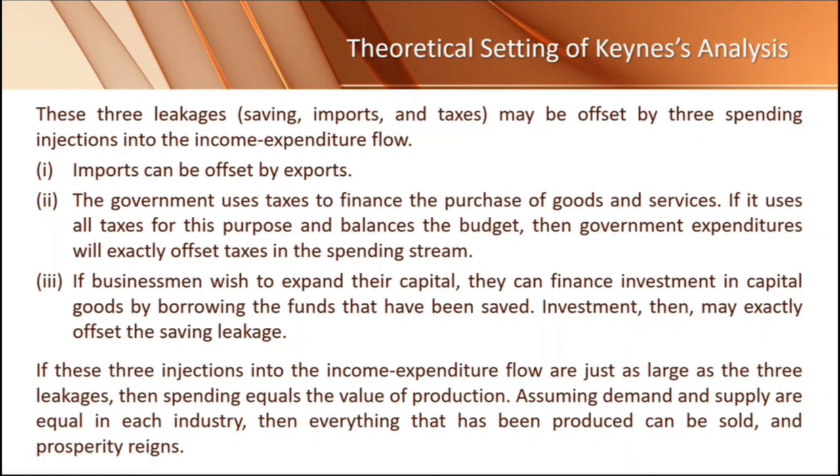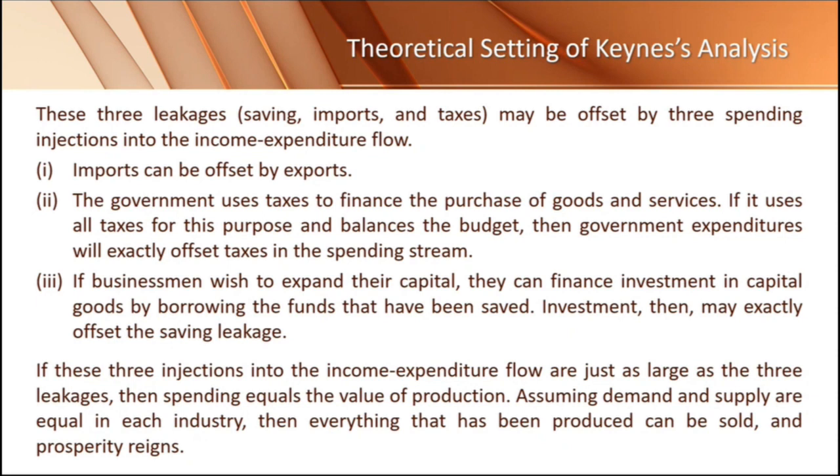Government uses taxes to finance the purchase of goods and services. So even though taxes are taken out of your spending, out of the economic circular flow, they can be put back inside the circular flow through government use of this tax to finance the purchase of goods and services. If it uses all the tax for this purpose, with a balanced budget, which is also encouraged in the classical school, right? Then government expenditure will exactly offset the tax in the spending system.